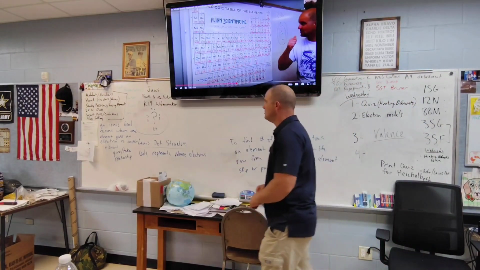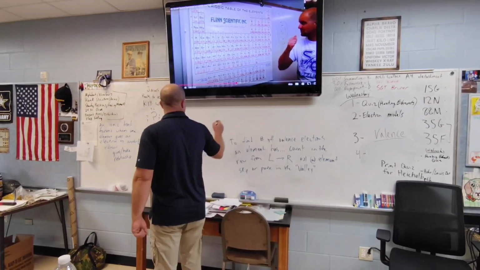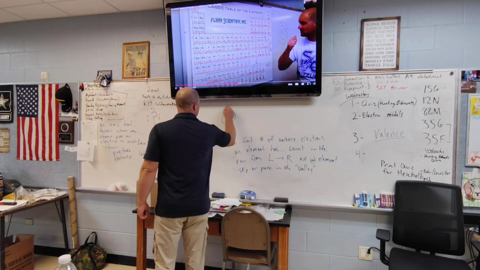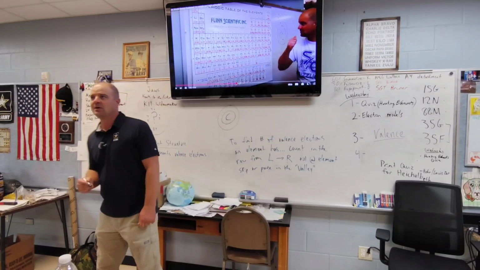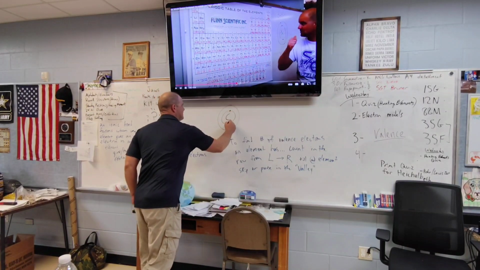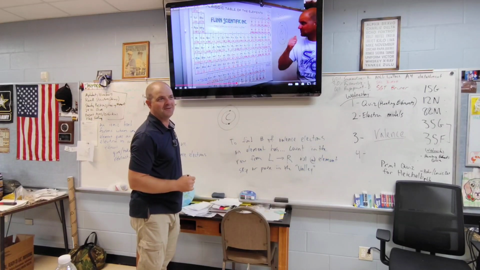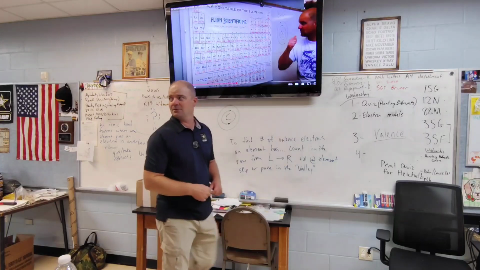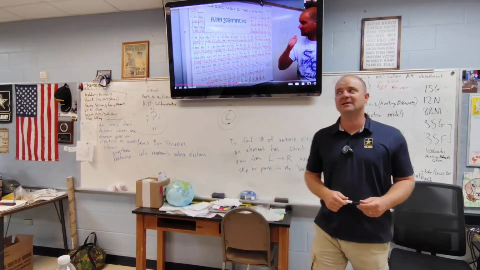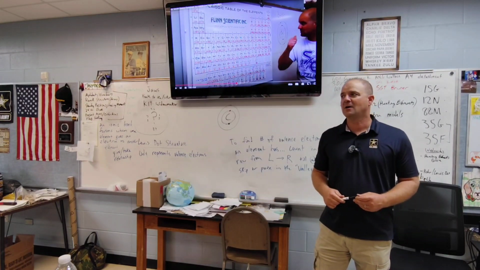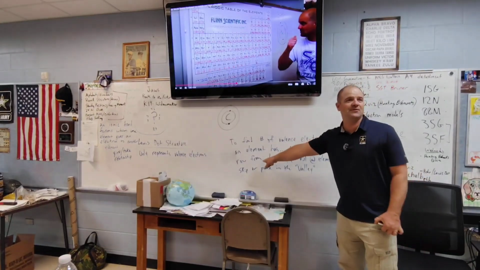So for example, if we had carbon, it would have 2 rings around it, right? And it would have 2 on the first, and it would have how many on the second? 3? Are we guessing? 4? Are we guessing? No, we know, right? How do we know? Check it out. Put this rule in if you don't have it.